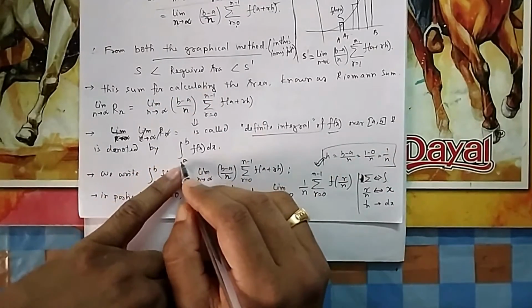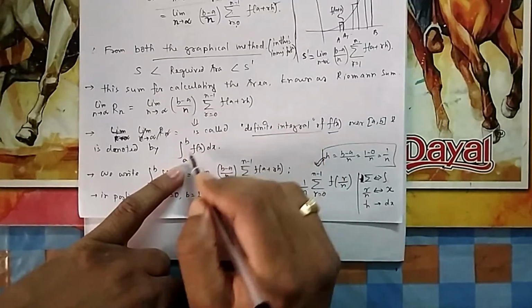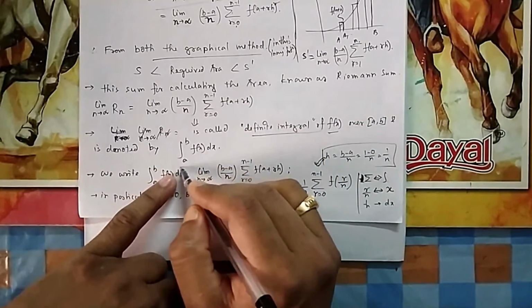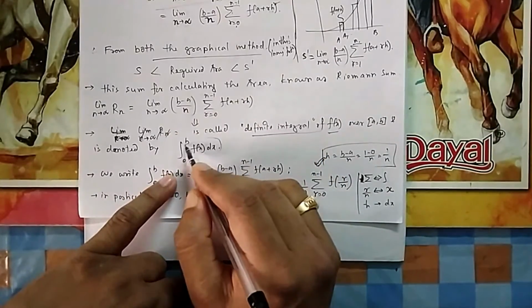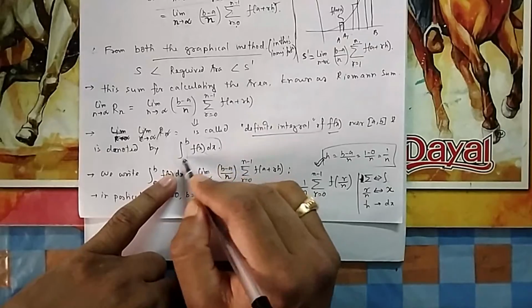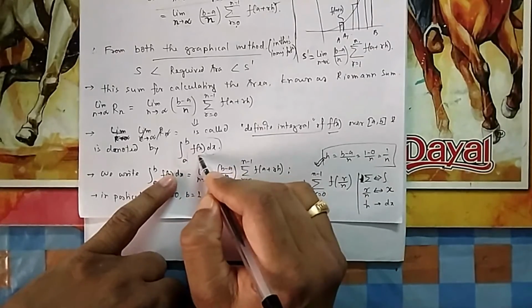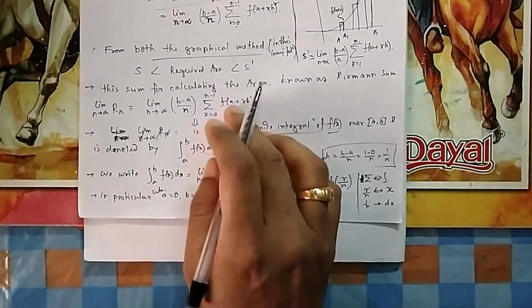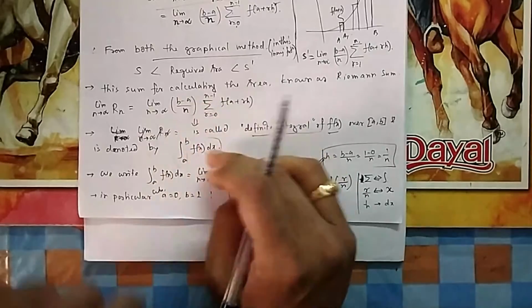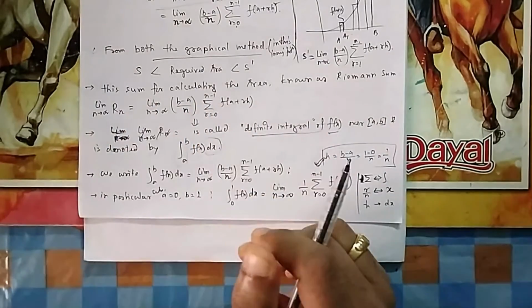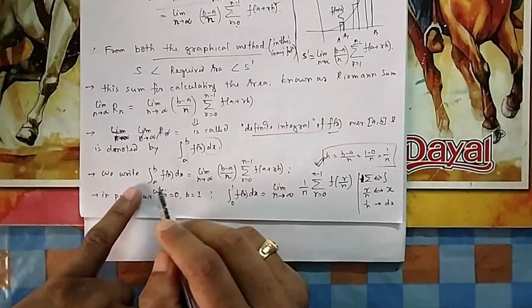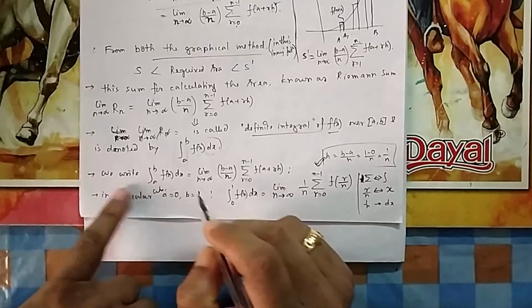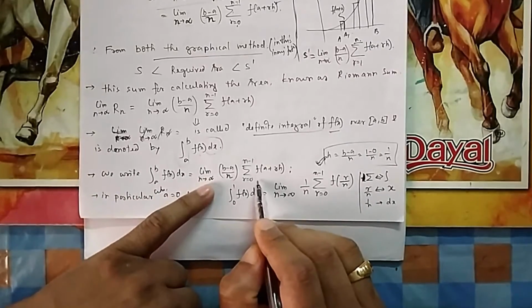And it is denoted by this symbol. So this entire thing is denoted by this small symbol. This symbol means integration from a to b, and then dx. The function f(x) is inside, and that is known as the integrand. So this is just a symbol, and we'll see what this symbol represents. So we write this is equal to this.